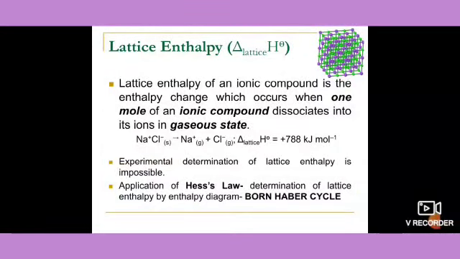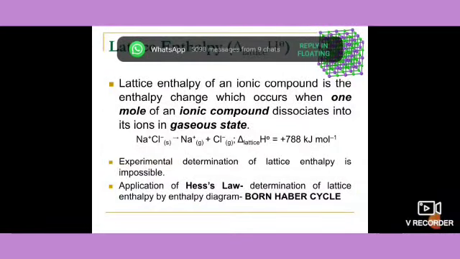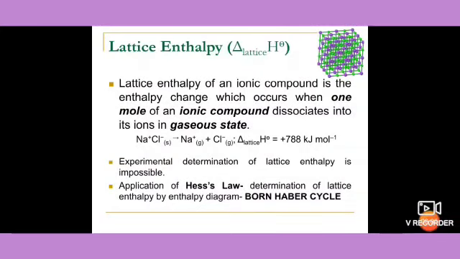Next is lattice enthalpy, and it is defined for the ionic compounds. Lattice enthalpy of an ionic compound is the enthalpy change which occurs when 1 mole of the ionic compound dissociates into its ions in the gaseous state. Example: solid sodium chloride dissociates to give sodium ions and chloride ions in the gaseous state, and the amount of energy required to do so is 788 kilojoules per mole of sodium chloride solid.